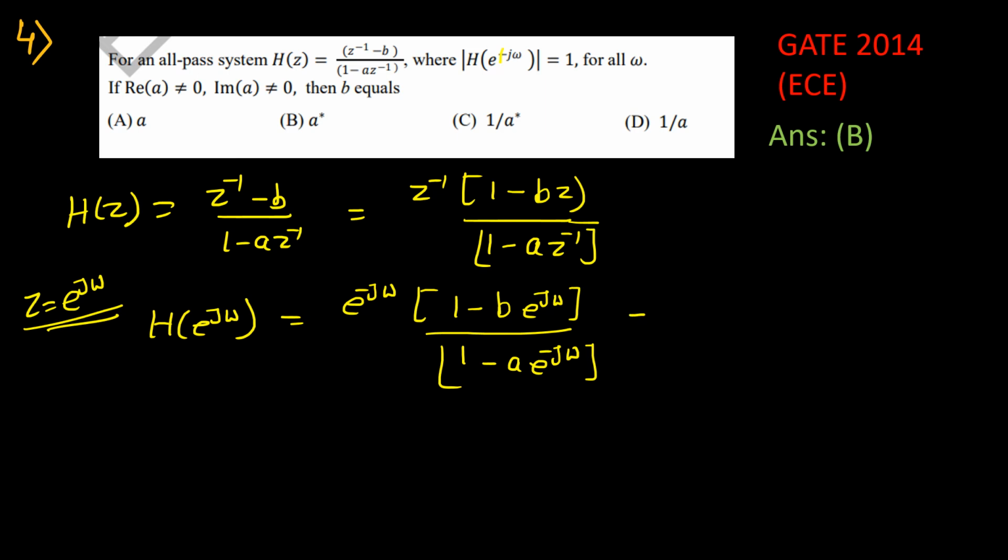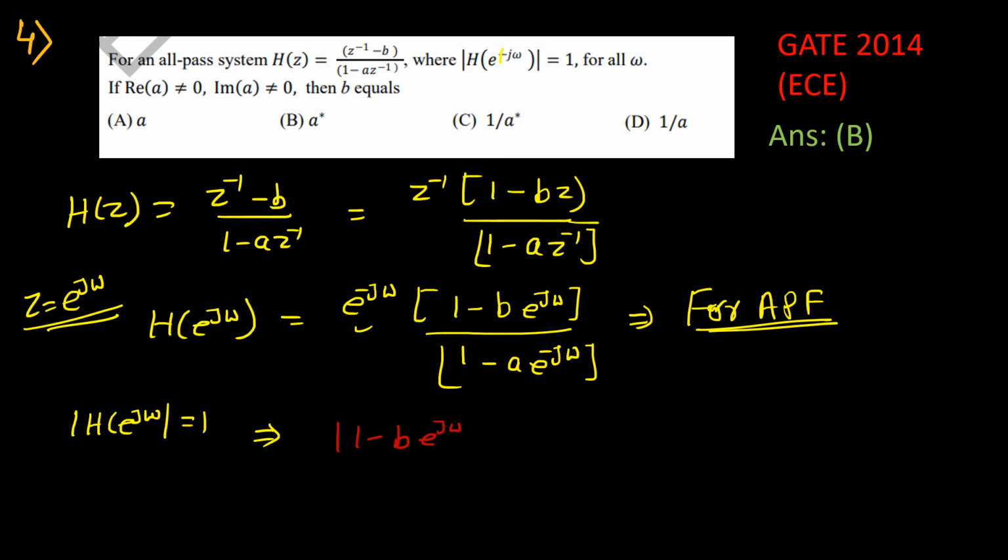Okay, and it is given that for an all-pass system, for all-pass filters, the magnitude of H of e to the power j omega should be equal to 1. So you see the magnitude of this one is 1. So obviously we should have the magnitude of 1 minus b e to the power j omega be the same as the magnitude of 1 minus a e to the power minus j omega.